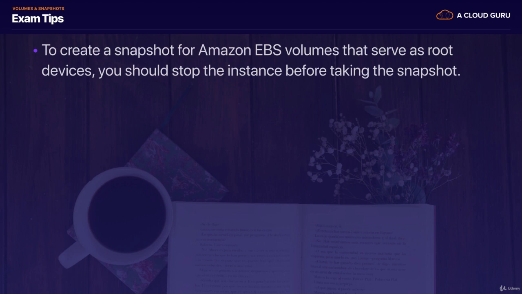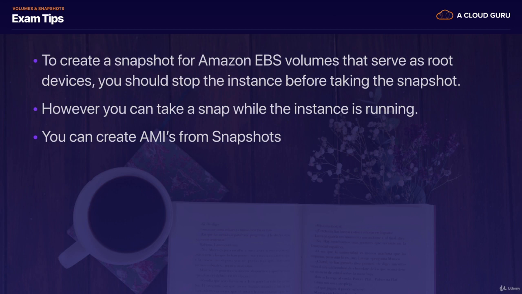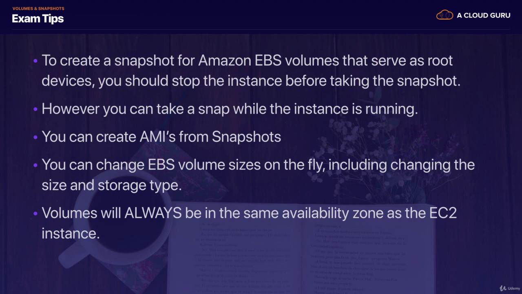Now, to create a snapshot for an Amazon EBS volume that serves as a root device, so one that you install your operating system on, it's best practice to stop the instance before taking the snapshot. So just remember that. However, you can take a snapshot while the instance is running. So you can either do it while the instance is stopped or while it's running. And just remember that you can create AMIs from snapshots as well. And you can change EBS volume sizes on the fly, and that includes changing the size and the storage type. And volumes will always be in the same availability zone as the EC2 instance. So you'll never have a volume in one availability zone and your EC2 instance in another.